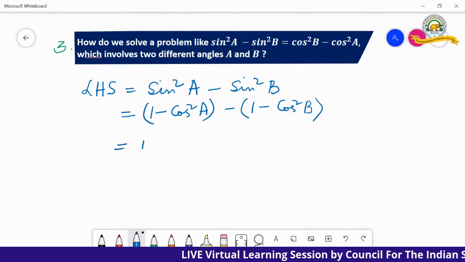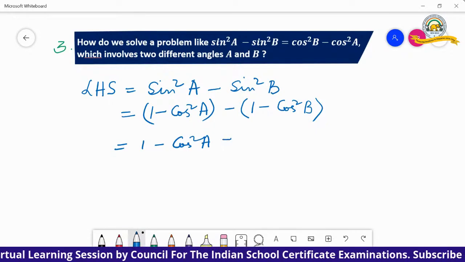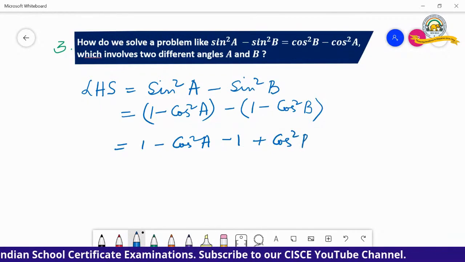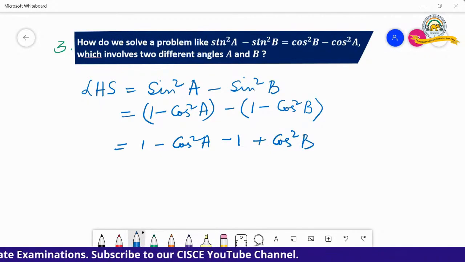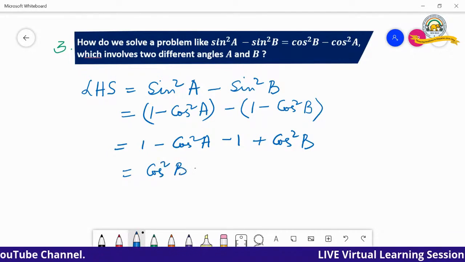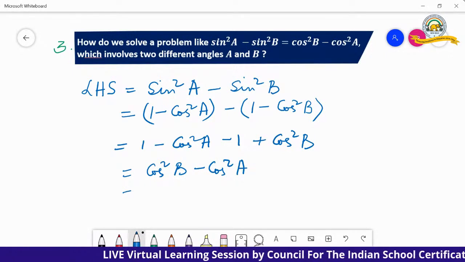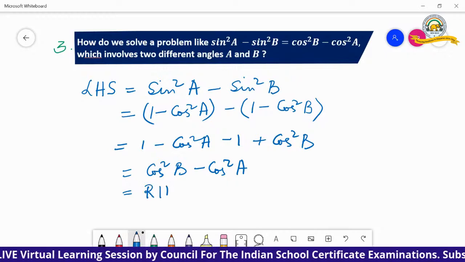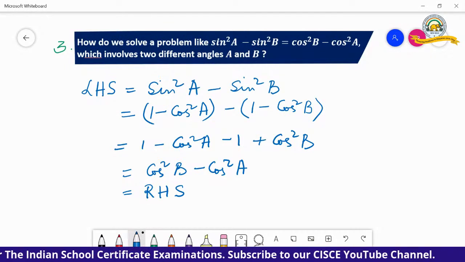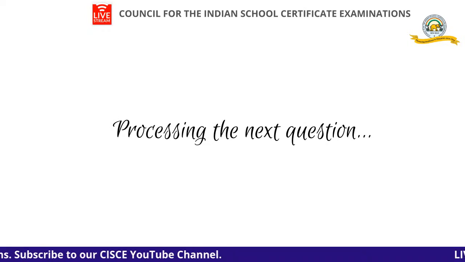That is equal to 1 minus cos square a minus 1 plus cos square b. So 1 and 1 cancel off. So we get here cos square b minus cos square a. So that is equal to my right hand side. So there we have proved it. So no problem, if we have a and b, we can work out the sum. Let us see our next question.